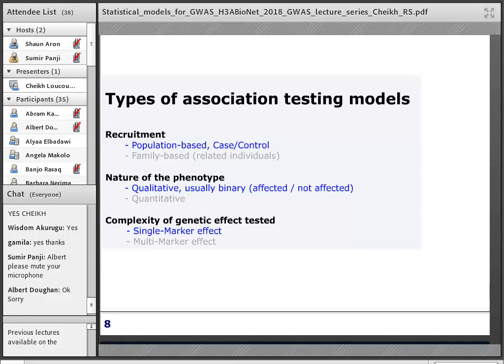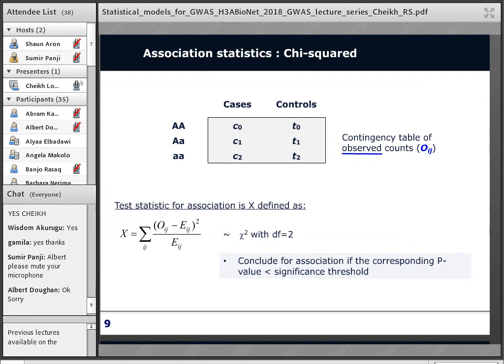And we want to look at single marker effects. So for this design, the data can be presented very simply this way. And for that, the association statistic is a chi-square.